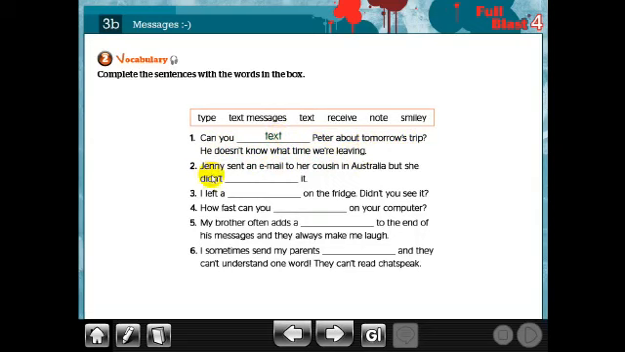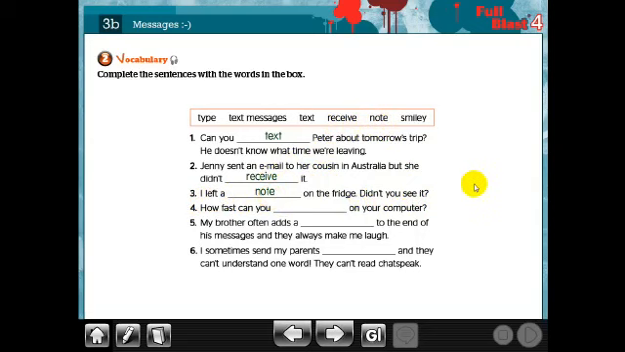Number two, Jenny sent an email to her cousin in Australia, but she didn't receive it. She didn't get it. Very good. Number three, I left a note on the fridge. Didn't you see it?